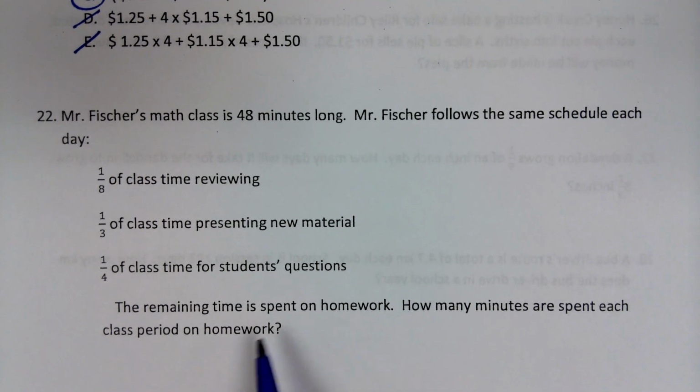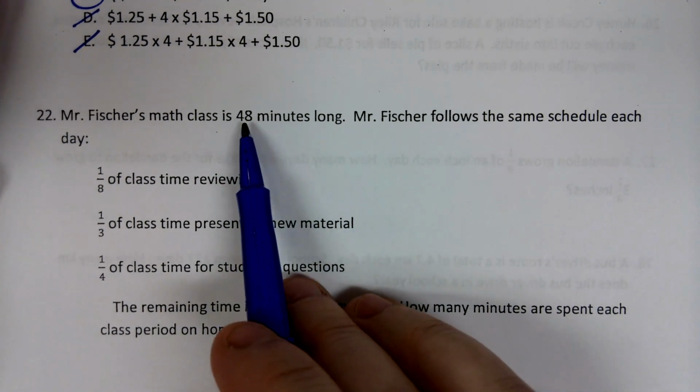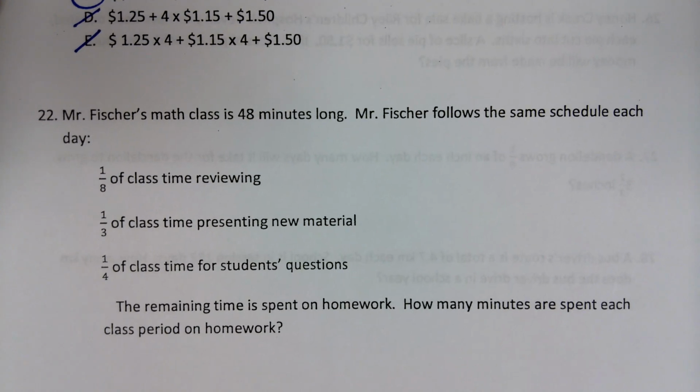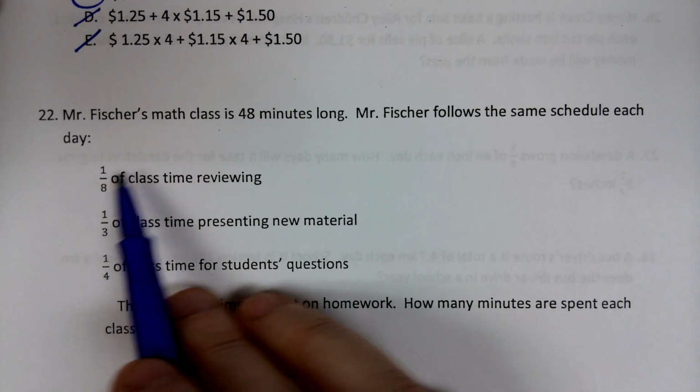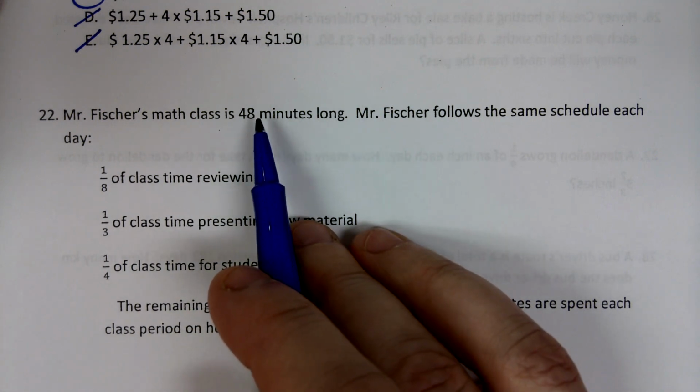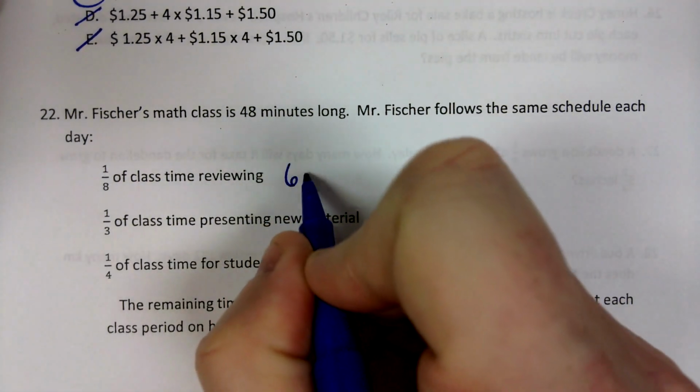And they want to know how many minutes are spent each class period on homework. So we're not looking for a fraction as a final answer. We're looking for a total number of minutes. So I'm going to take that 48-minute long class, and I'm going to see how many minutes do each of these really break down to. Well, 1/8 means divide it by 8 and keep one of those groups. 48 divided by 8 is 6. Keep one of those, so we've got 6 minutes here.